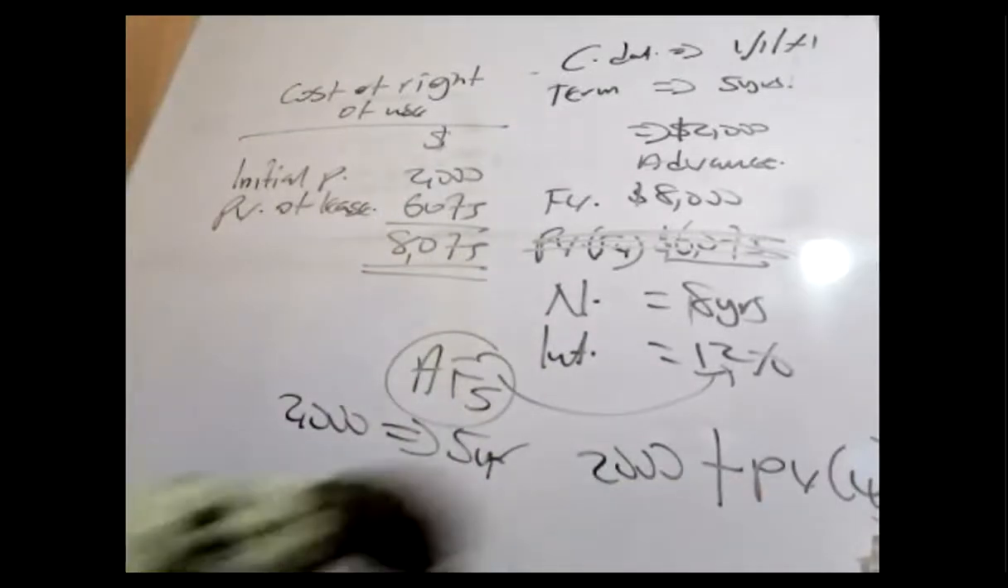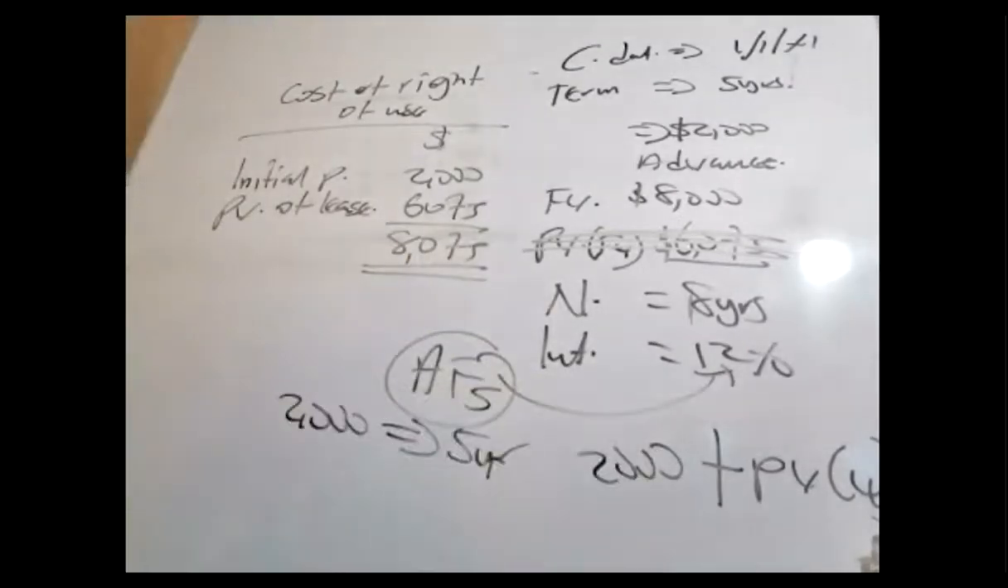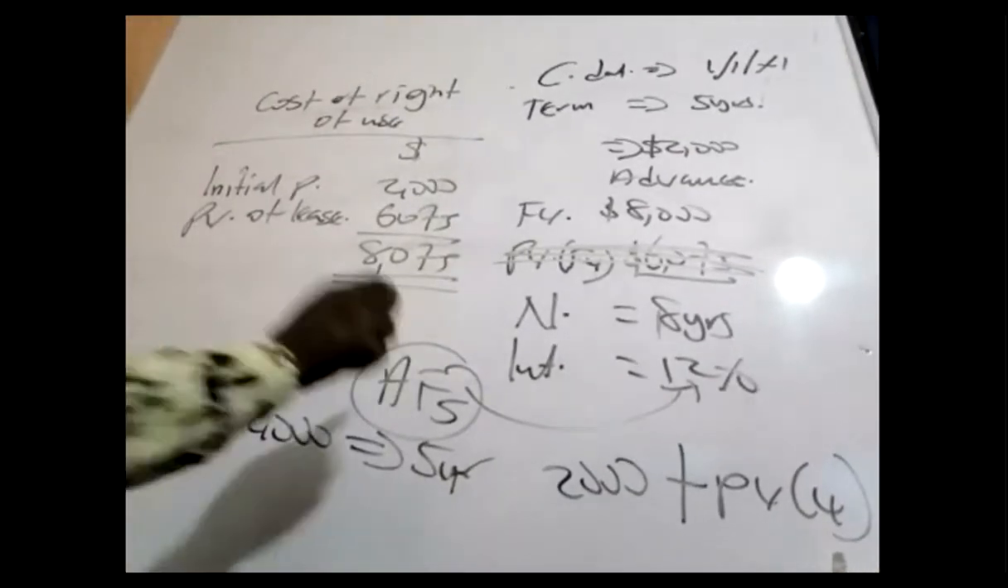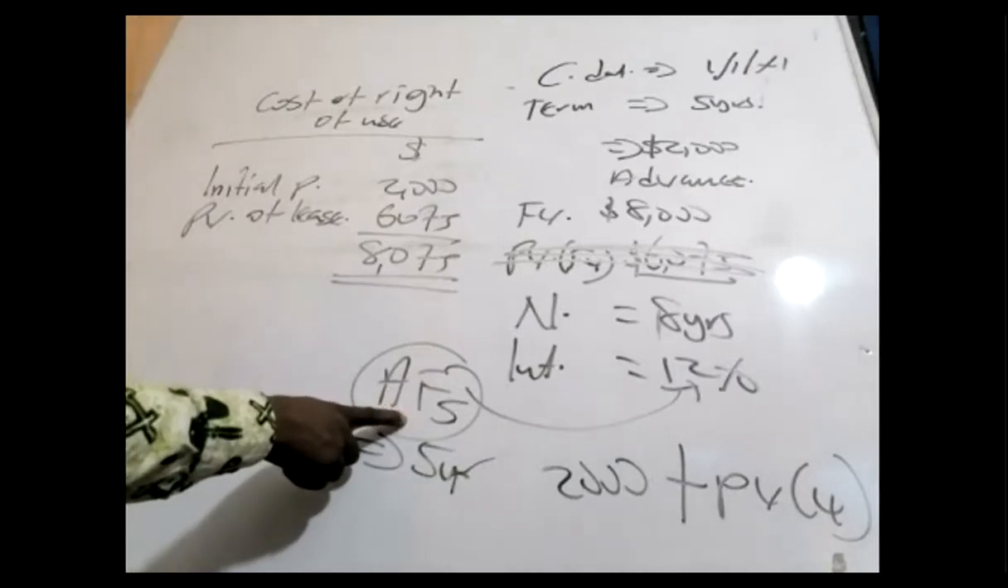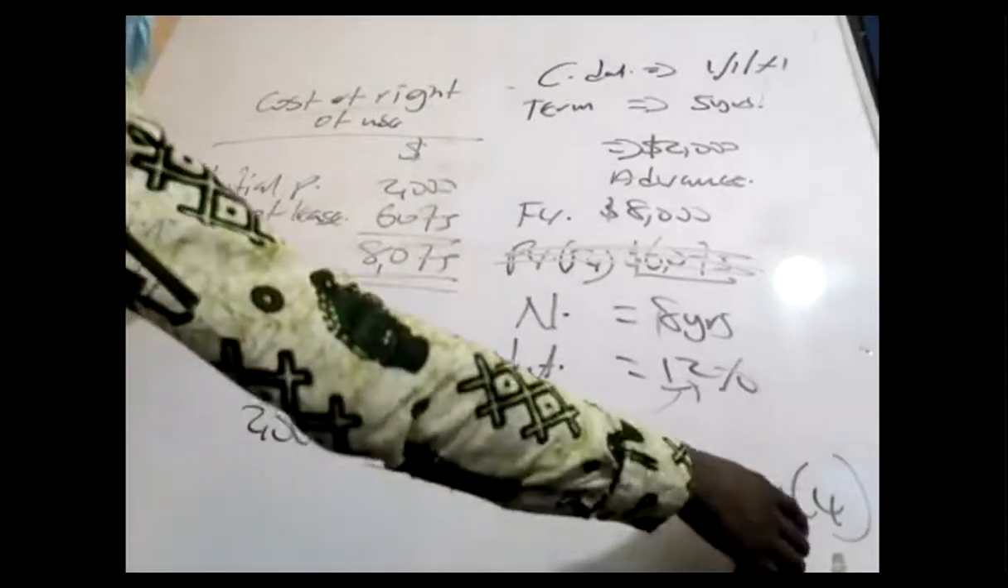But the examiner will give you 4 years and 5 years. Don't take the examiner's 5 years. It's not true. The 5 years you are going to calculate is not the same as the one the examiner will give to you. So this is the 2,000 and this is the 4 years.